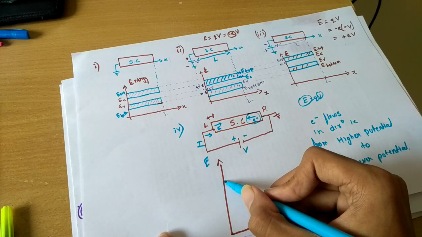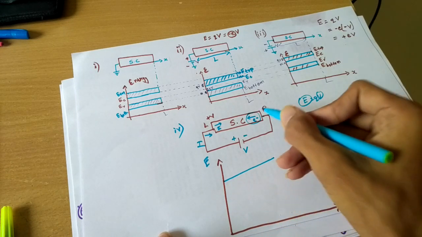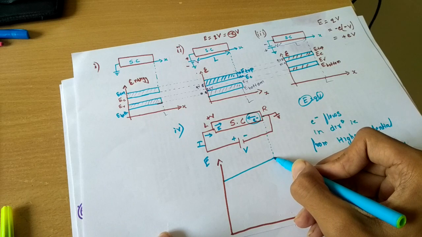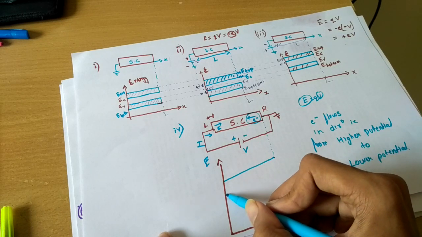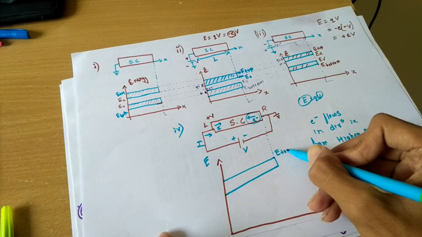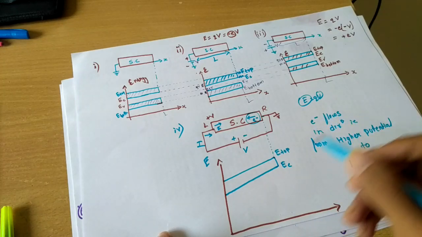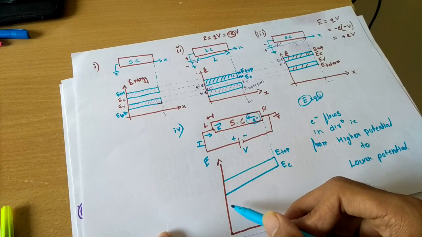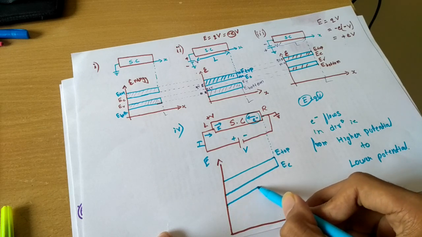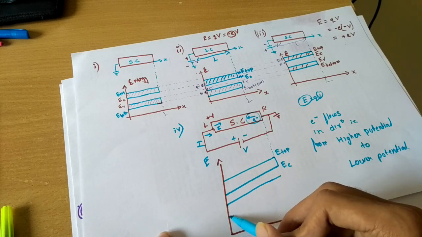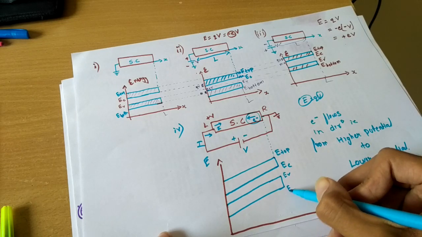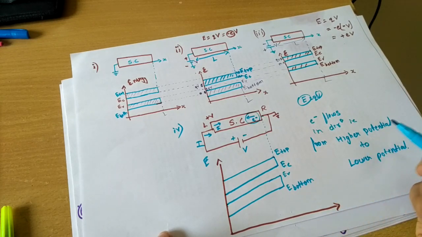So let me draw a slope. Clear? It is up till this only. Please note it is the same as the cases we have seen above. So this will be our E top. This will be our EC, correct? And similarly, we can plot this one, that is our EV and E bottom. So this is EV and this is E bottom, correct?